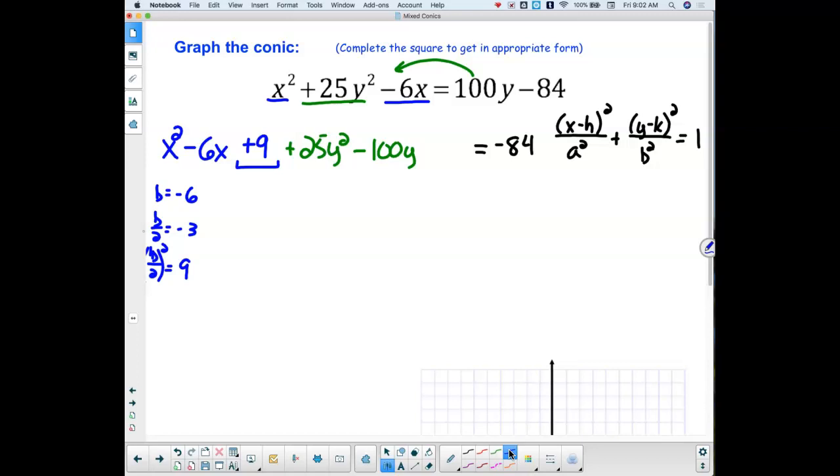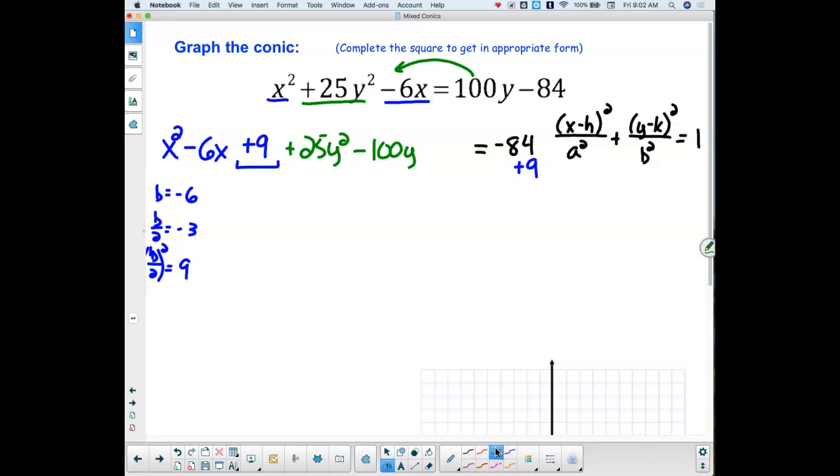Okay? So if I add 9 in that gap, where else do I have to add 9? Got to go way over here to this side, and I've got to add 9 to keep it balanced. Okay?